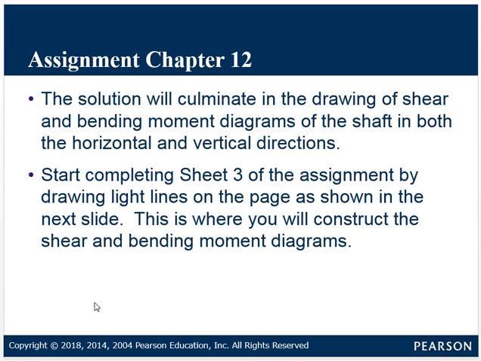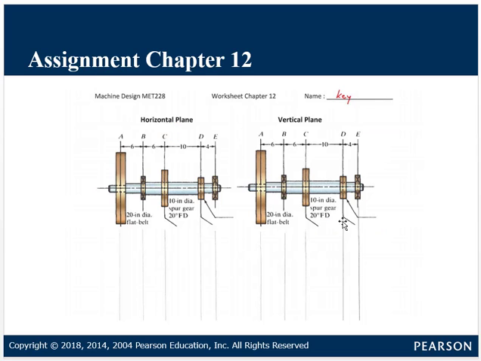Now, here's where we're going with this. The solution will finish in the drawing of shear and bending moment diagrams of the shaft in both the vertical and horizontal directions. To help you with this, I provided the third sheet in the assignment, and that's going to be the sheet that we ultimately end up drawing our shear and bending moment diagrams on. So what I want you to do is start completing sheet 3 of the assignment by drawing light lines on the page as shown in the next slide. This is where you're going to be constructing your shear and bending moment diagrams.